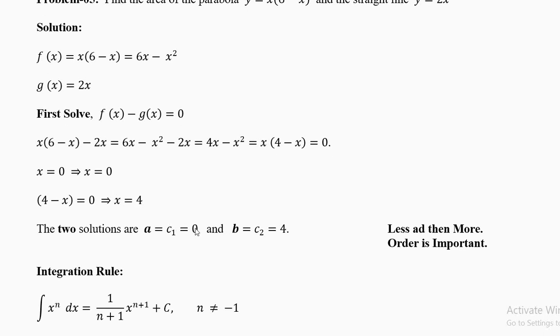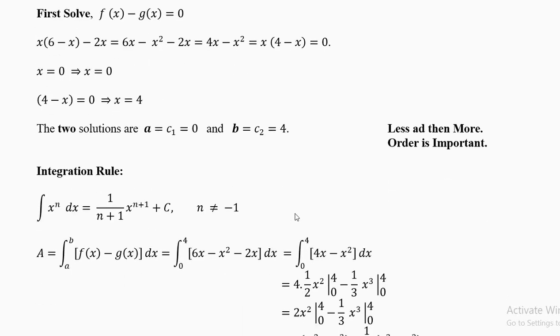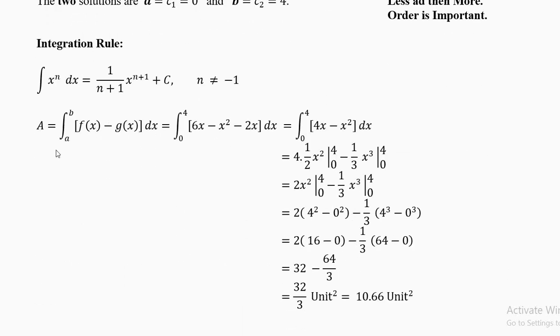The first solution is a equal to 0. Second is b equal to 4. The order is important. Now area is the integral from a to b of f minus g, which is 6x minus x squared minus 2x, which is 4x minus x squared, and the limits are a equal to 0, b equal to 4. Now do it one at a time. We'll get 4 into half x squared, which is 2x squared, going from 0 to 4. 2 into 4 squared minus 0 squared, 2 into 16 minus 0, which is 32.